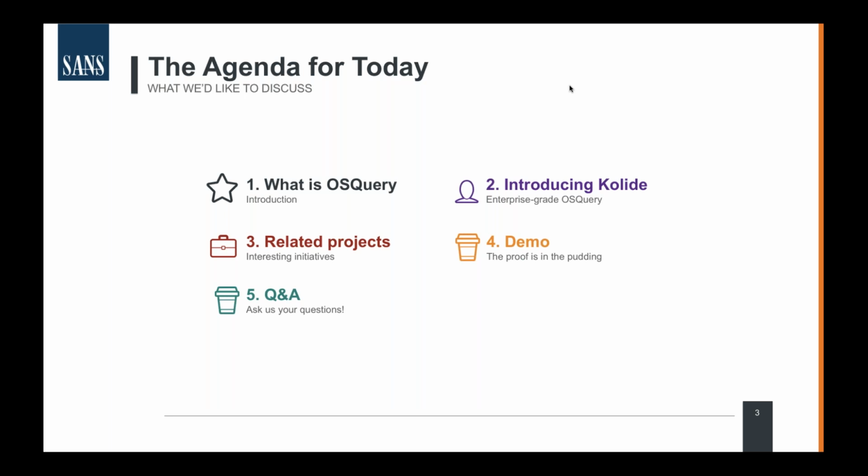We'll also do a demo where we play around with a Kolide environment that we have up and running, where we look at the Elasticstack, how we can use that to start getting some query pack definitions, and how we can start using it throughout the enterprise.